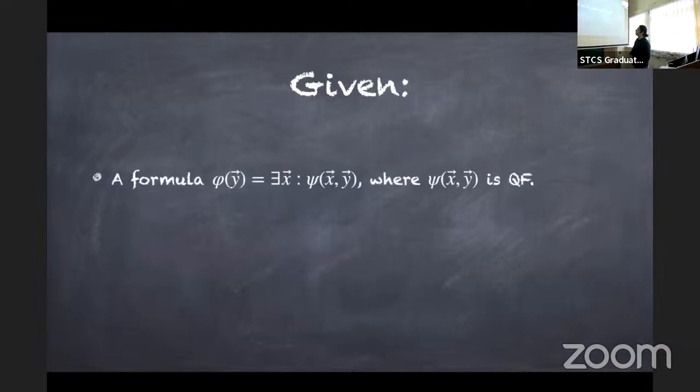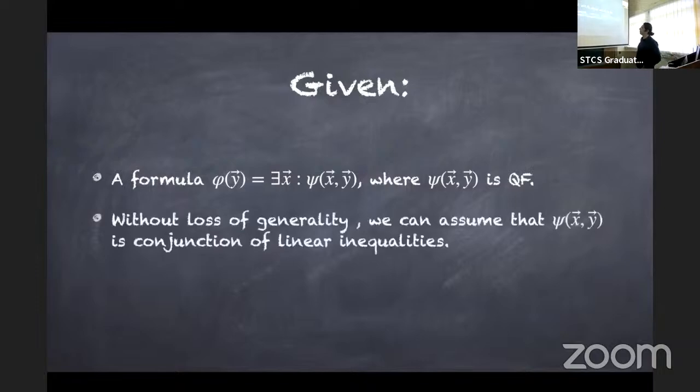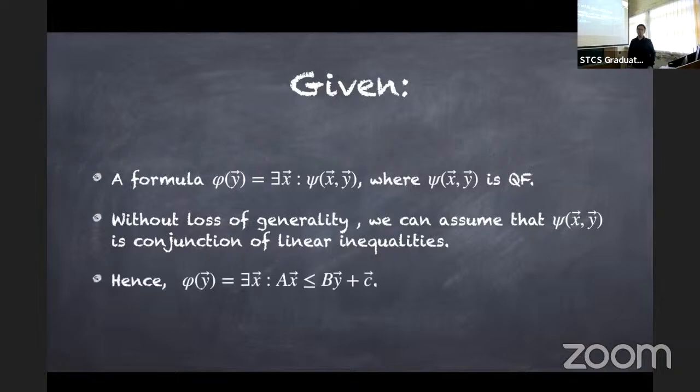So the problem statement: given a formula phi(y), there exists x. For the sake of succinctness, we will replace a block of quantifiers with a vector block. So there exists x, psi of x, y, where psi of x, y is quantifier-free. Without loss of generality, we can assume that psi of x, y is just a conjunction of these. It doesn't have any negations or disjunctions. You can eliminate those using standard techniques. And hence, the problem statement is of this form.